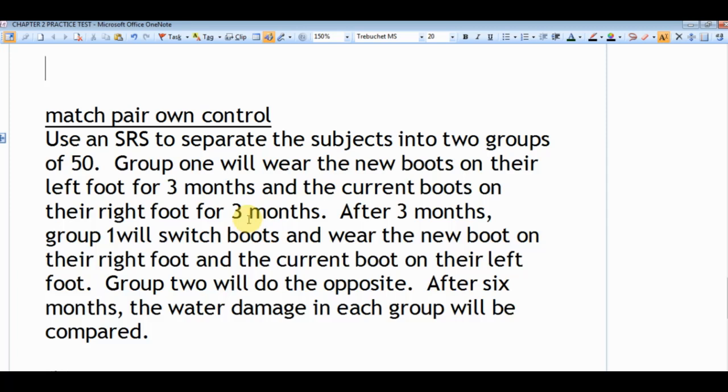Group 2 is going to do the opposite. They're going to start with the new boot on their right foot, and after 3 months they're going to switch so they have the new boot on the left foot. Presumably that's going to take care of any differences if people are right-handed or left-handed. I guess right-footed or left-footed.